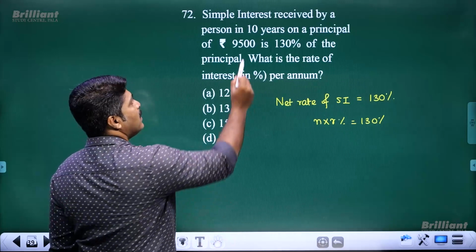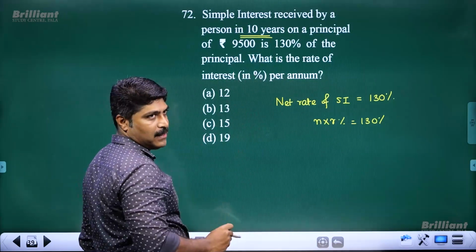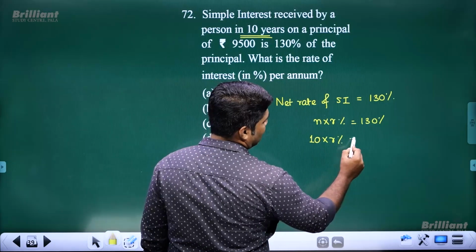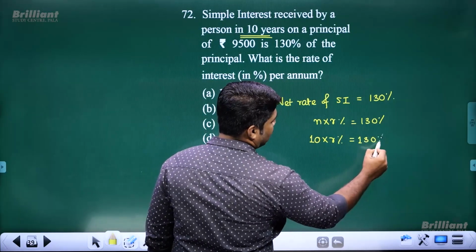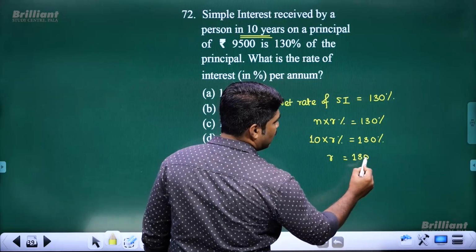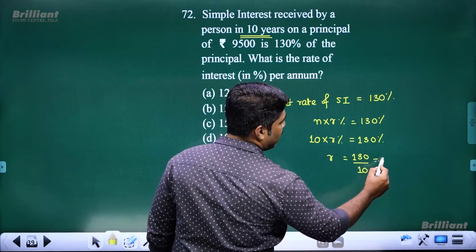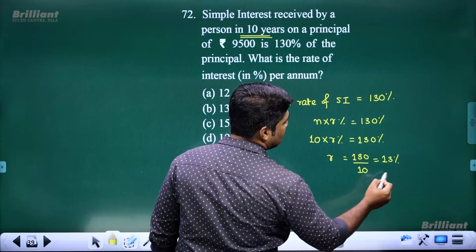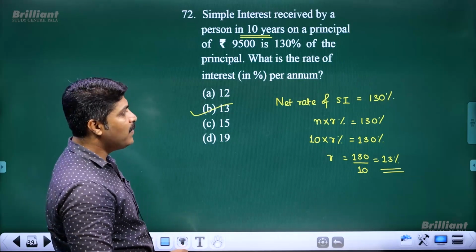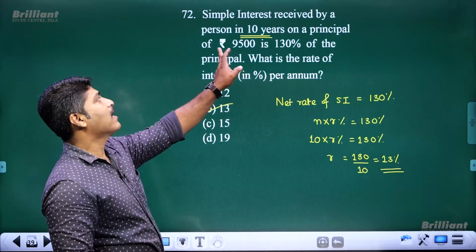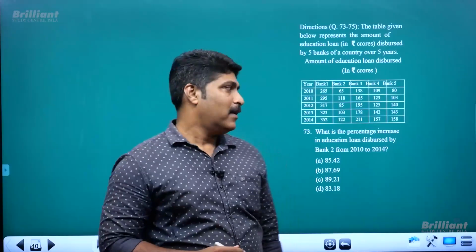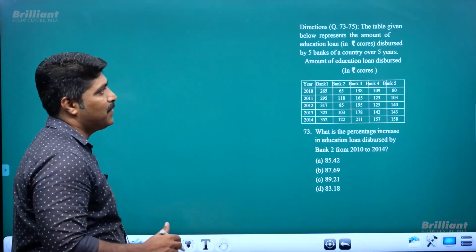Here we have the number of years, that is 10 years. So 10 into r percent is equal to 130. Therefore, what is the value of r here? That is 130 by 10. Simply we can find this value is 13. So the answer is 13%. That means we don't have to take any complicated operations with this value. Correct. Okay, now we can consider the final set of questions.